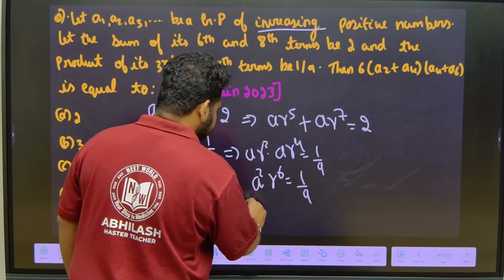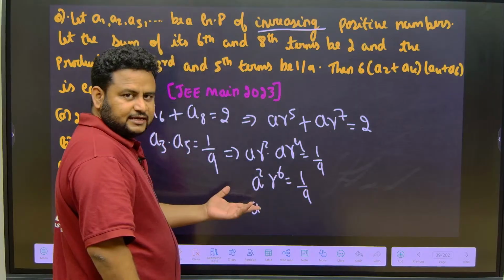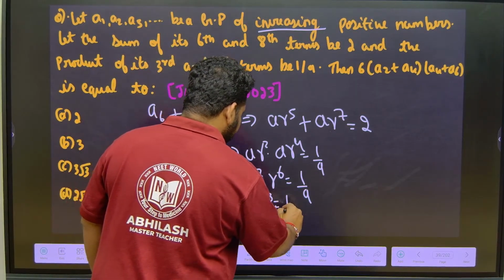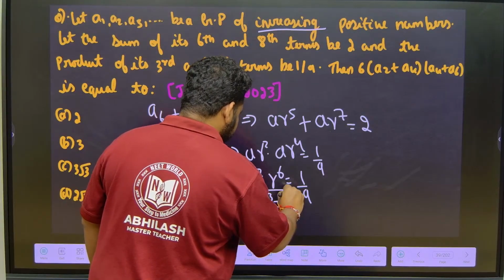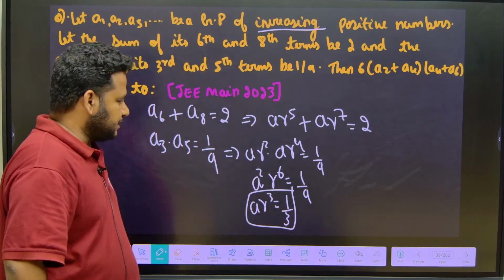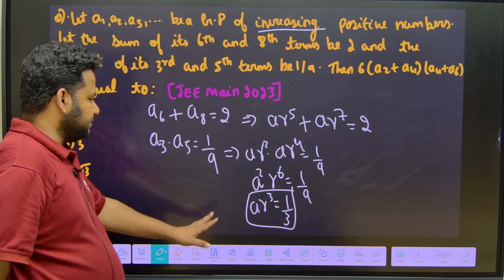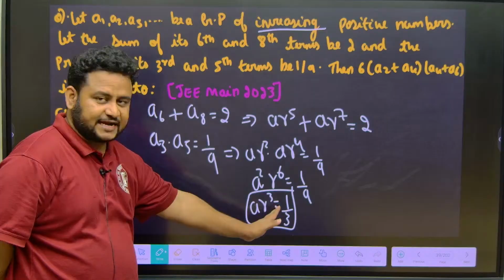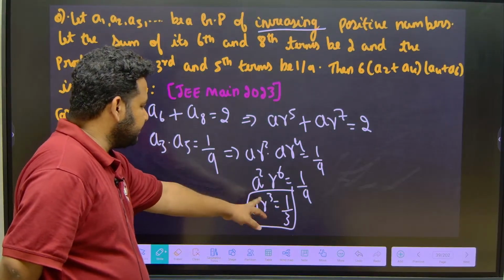If I take the square root of this, this will become A into r to the power of 3, that is equal to 1 by 3. Okay, A into r cube will become 1 by 3. I have just taken the square root. I have taken only the positive value because this is increasing, it cannot be negative.